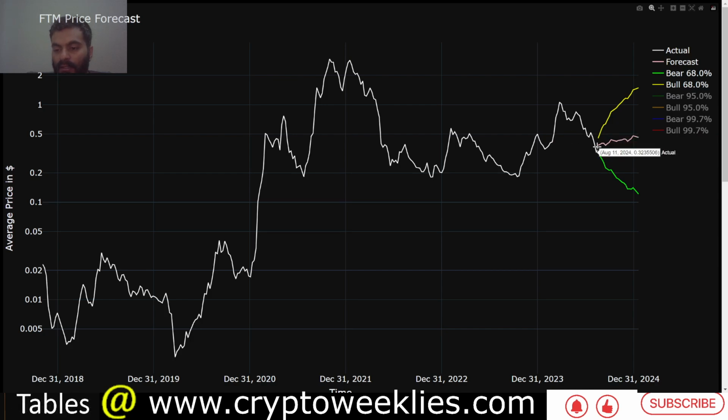The base case with a price action between 38 cents and 47 cents. The one standard deviation bull case between 45 cents and $1.49. That's the bull case forecast for Fantom between now and end of year 2024, and the bear case between 14 cents and 32 cents. So these are the three possibilities. Depending on the market structure and the overall macro environment, these scenarios help paint what could be theoretical support or theoretical resistance at certain phases of the market.